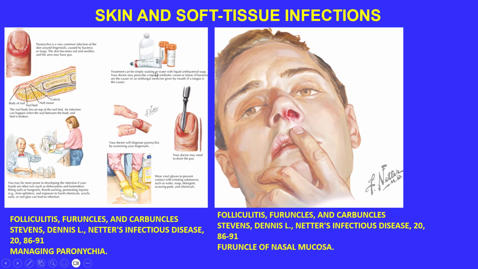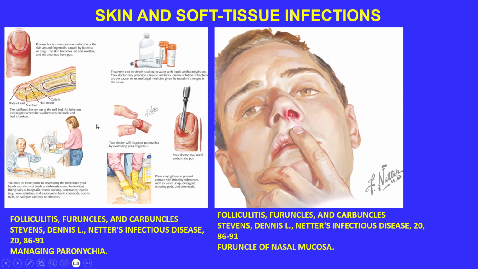Treatment can be simply soaking in water with a liquid antibacterial soap. And the doctor diagnoses the paronychia by examining the fingernails and may have to, as you can see here, drain the pus. Okay? So individuals have to wear vinyl gloves to prevent contact with irritating substances such as water, soap, detergent, scouring pads, and chemicals for a while.